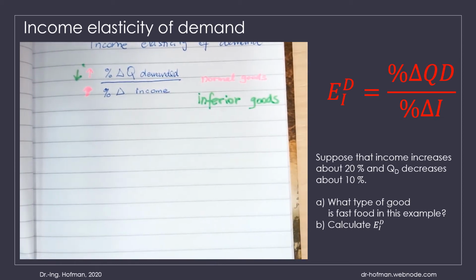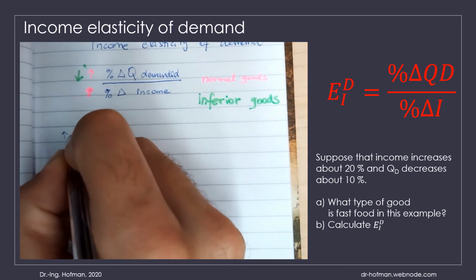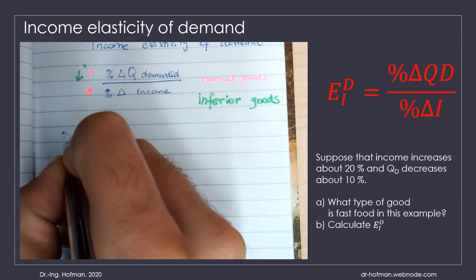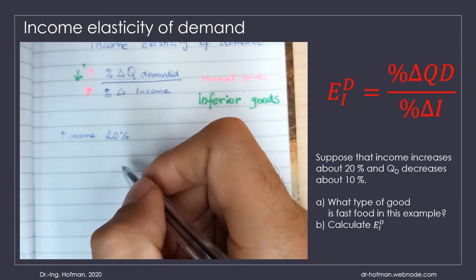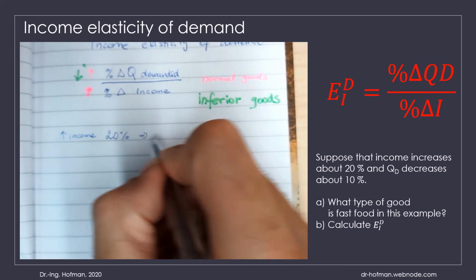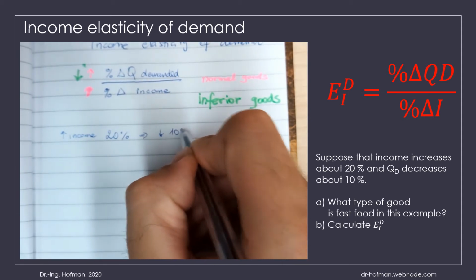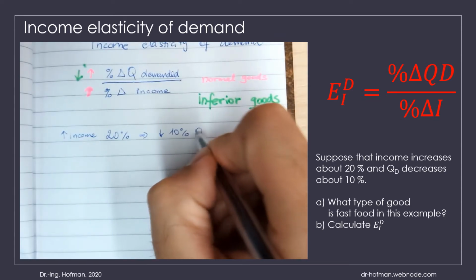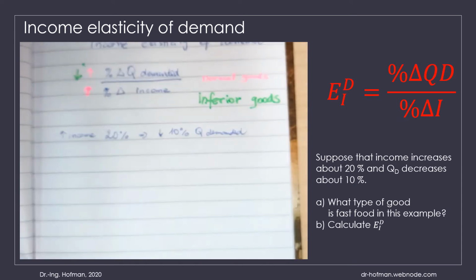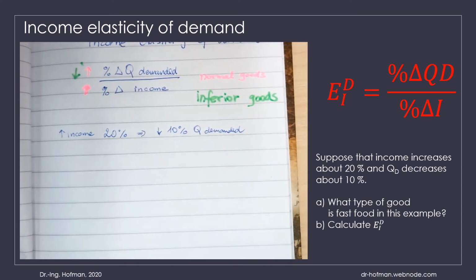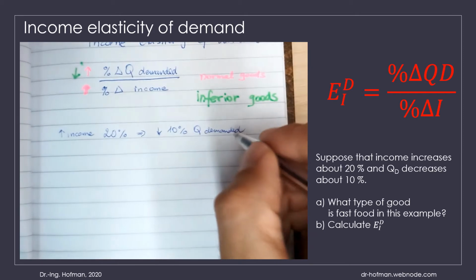So we're told, suppose that when people's income increases by 20%, they buy 10% less fast food. Pause this video and think about it. In this situation, what type of good would fast food be? Well, their income is increasing, but their demand goes down, and they buy 10% less, so that's the situation of an inferior good. And for kicks, what is the income elasticity of demand right now?